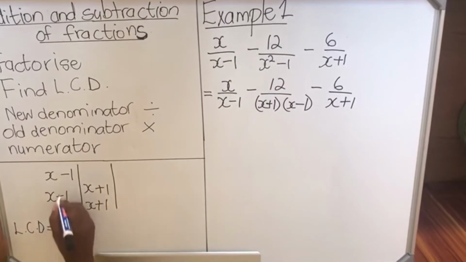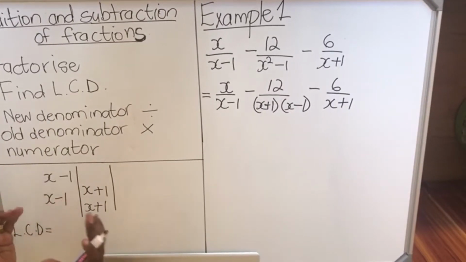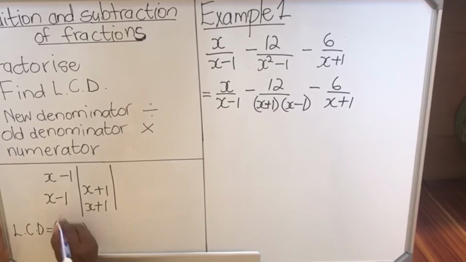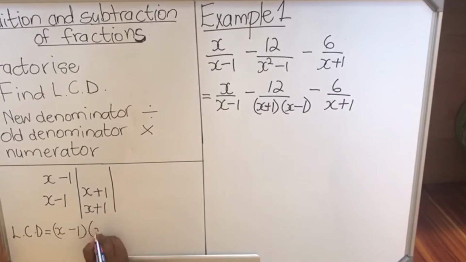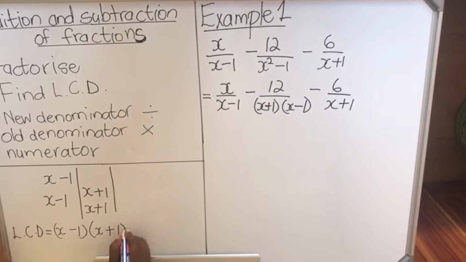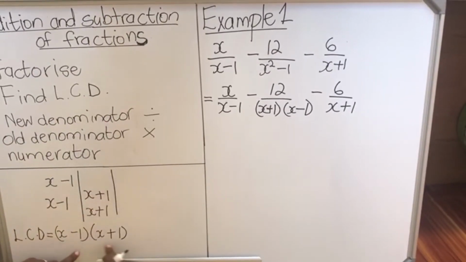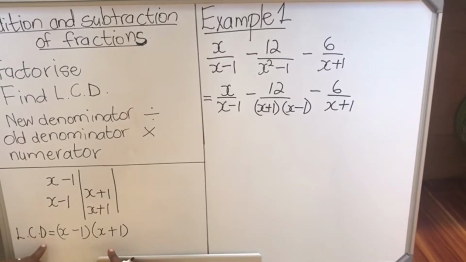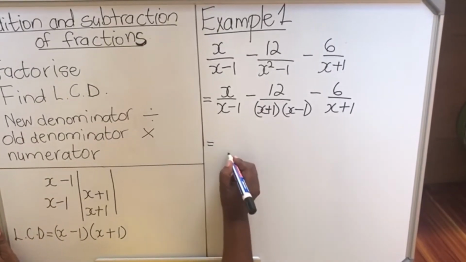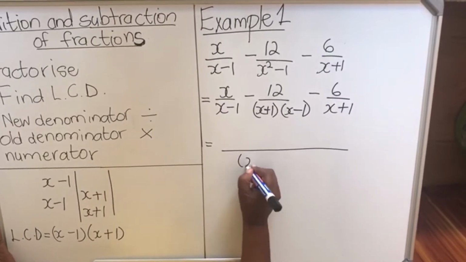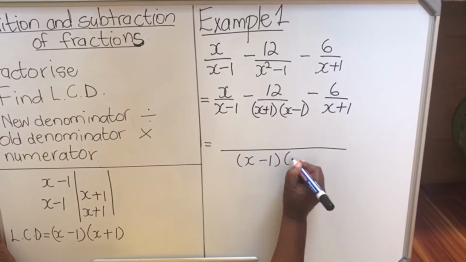The lowest common denominator, you take each binomial from each term. Here I have x minus 1 from there, and from this one I have x plus 1. So this is my new denominator. When I say new denominator, this is my new denominator. Your lowest common denominator becomes your new denominator. So you're going to draw a line and have x minus 1, x plus 1.